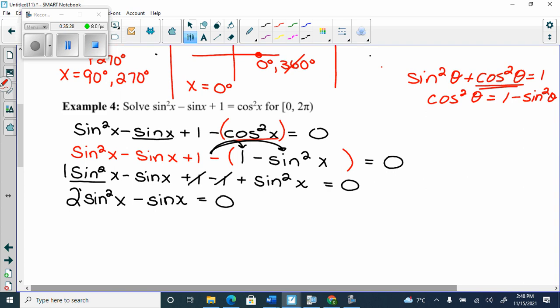Nonetheless, it was wrong. Okay, so what do we have to do here? Change it to m. Sure. Let m equal sine x.